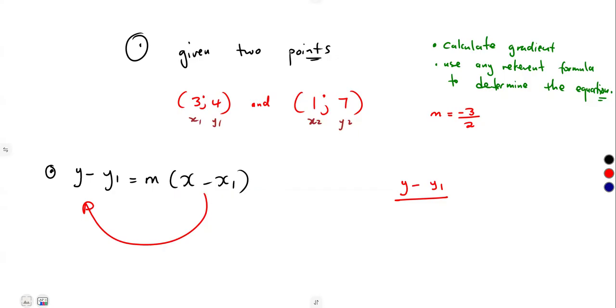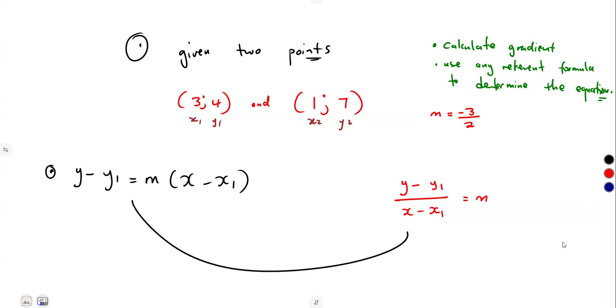They divide by x minus x1, and that's equal to what? M. When you divide by x minus x1, it is going to give you M. It is the same formula, just written in different ways. So this is the formula that you can use to determine your equation. Let us just apply these two, so that we do not have confusion, guys. I'm just going to apply this. You can write it in this way or in this way.